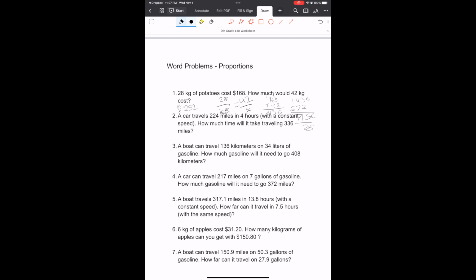Then number 2, a car travels 224 miles in 4 hours. So how long would it take for 336 miles? Well, just do 336 times 4, which is 1344, divided by 224, which should give you a value of 6 hours.